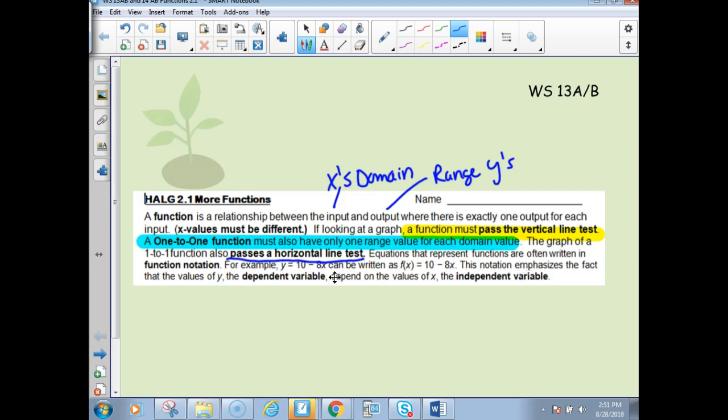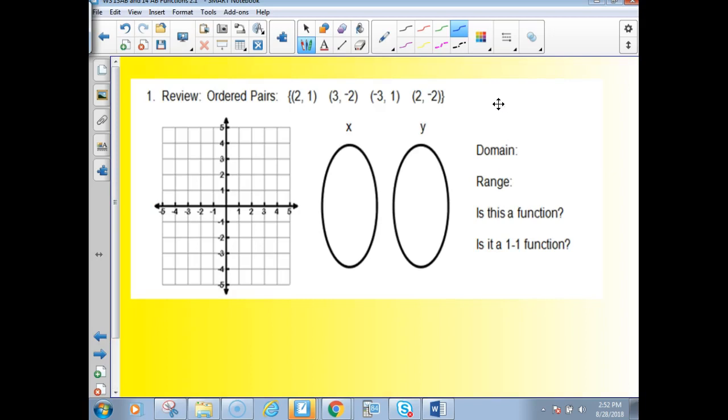Equations that represent functions are often written in function notation. For example, y equals 10 minus 8x can be written as f of x, which means the function of x is to take its input, start with 10, subtract 8 times the input. This notation emphasizes the fact that the values of y are dependent; they depend on the values of x, or the girls, and x is the independent variable. All right, next, we've got to review ordered pairs.